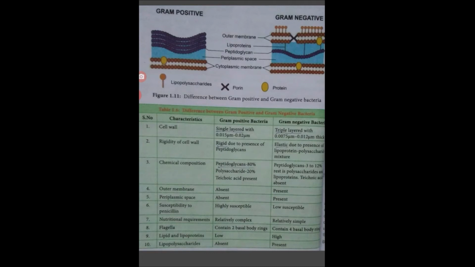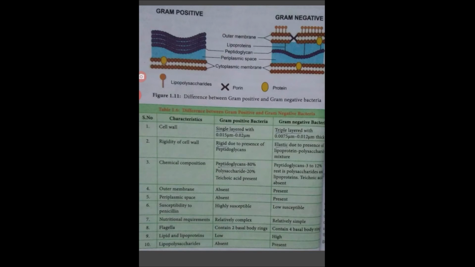Then, in the gram-positive bacteria, outer to the cell wall, no outer membrane is present. In the case of gram-negative bacteria, an extra outer membrane, a protective membrane, is present just outer to the cell wall. That membrane is absent in gram-positive bacteria.